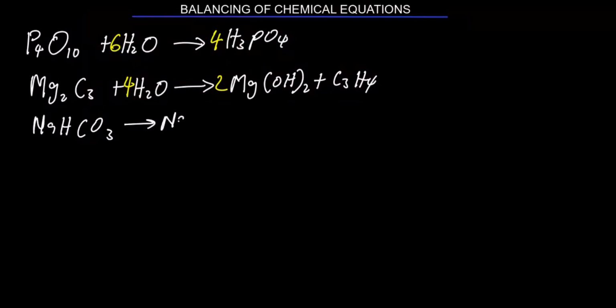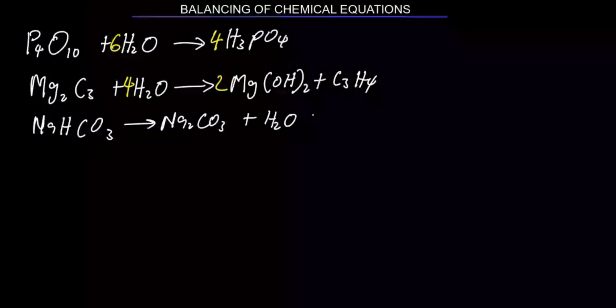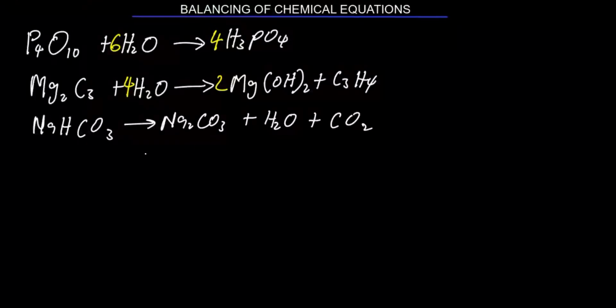This will give me Na2CO3 plus H2O plus CO2. Now let's observe. What do we have? Sodium occurs once on both sides, so I will balance it first. Sodium is 2 here, so I'll put 2 here. After that, which other one occurs once on both sides? Hydrogen. Hydrogen is 2 here, also 2 here. Nice. Next, carbon is 1 here, but carbon occurs multiple times, so I will leave it.